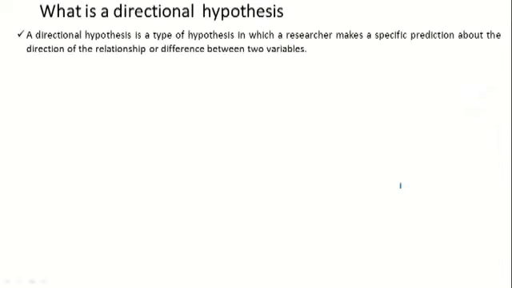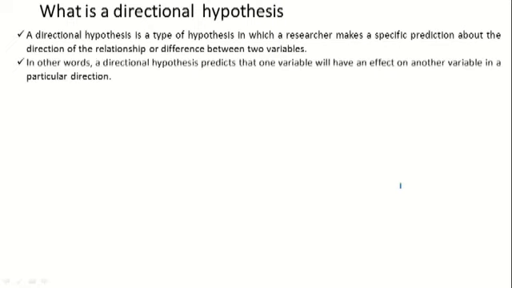So I've talked about directional hypothesis, and I said it's a type of hypothesis in which a researcher makes a specific prediction. So when you are making a prediction in your hypothesis, you are giving the direction of the relationship or the difference between the two variables. Then that one becomes a directional hypothesis. In other words, a directional hypothesis predicts that one variable will have an effect on another variable in a particular direction.